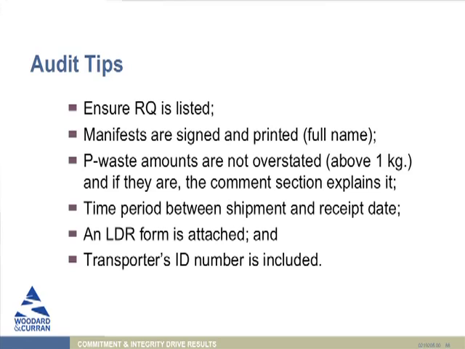You want to make sure that the appropriate time period between the shipment and the receipt date, meaning that 35-day period, that there is an appropriate land disposal restriction attached if appropriate, and that the transporter ID number and also the generator ID number is appropriate and listed on each manifest.